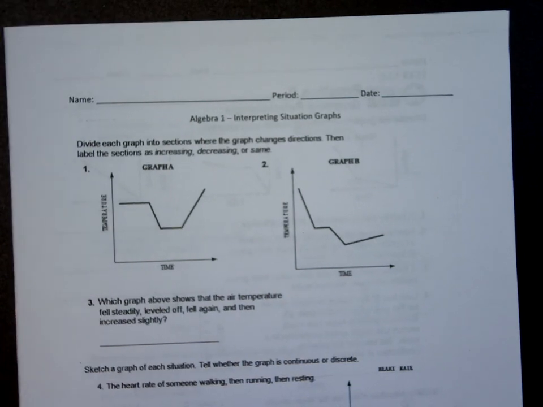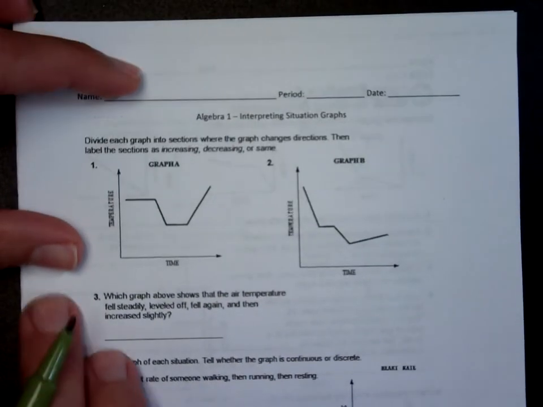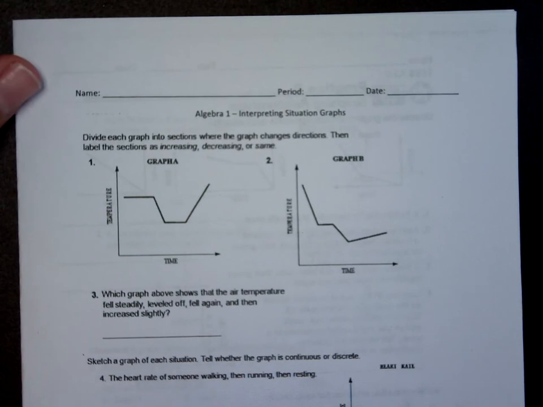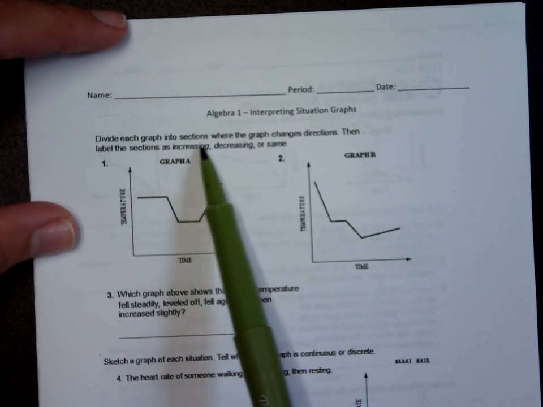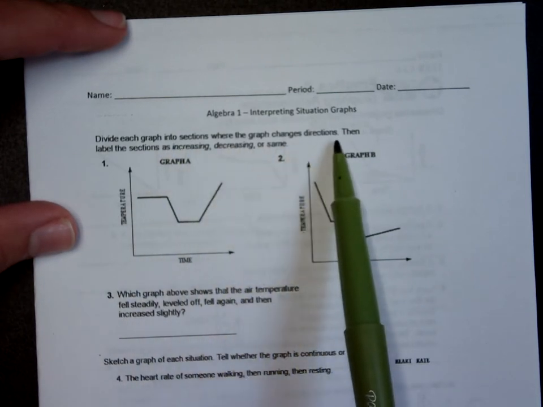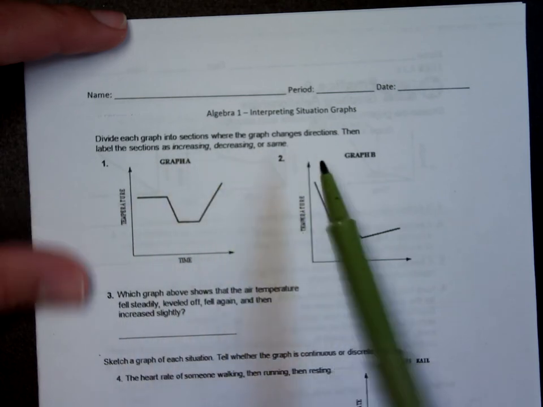Okay. So for your homework, I gave you a couple sheets of paper, and I want you to fold them into a booklet with the interpreting situation graphs on the front side. Okay, so it says divide each graph into sections where the graph changes directions. Then label the sections as increasing, decreasing, or same.